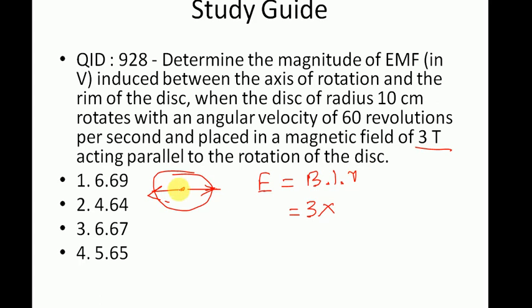What is the length given? Okay, length will not be the radius. Length will be the total diameter. Okay, what is the diameter? Diameter is 20. So 20 centimeter. If I want to convert it into the meter, that means 20 divided by 100.